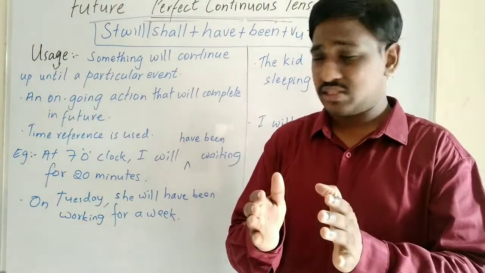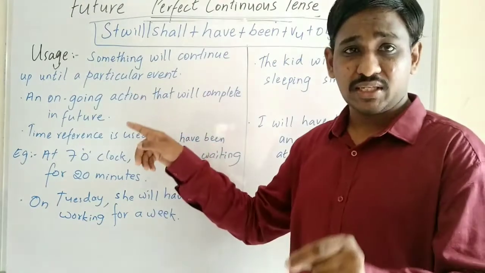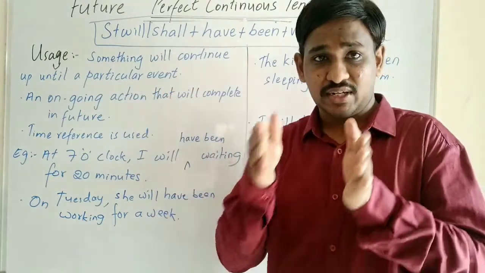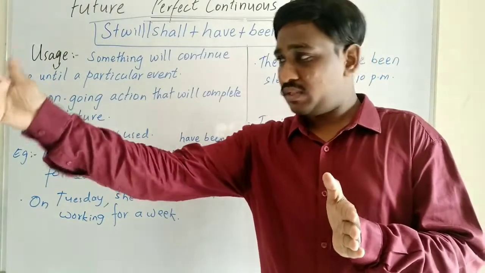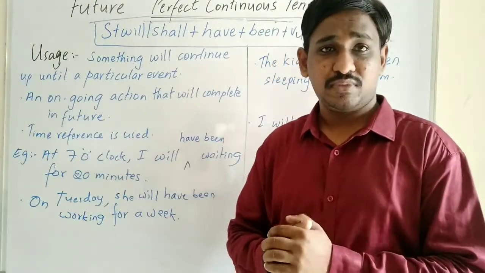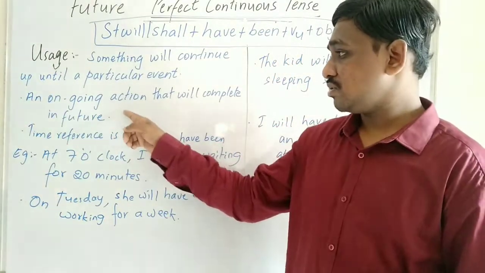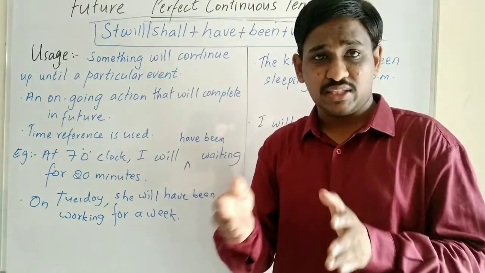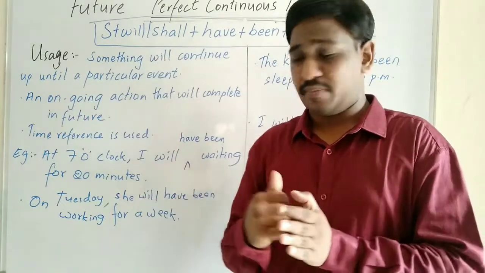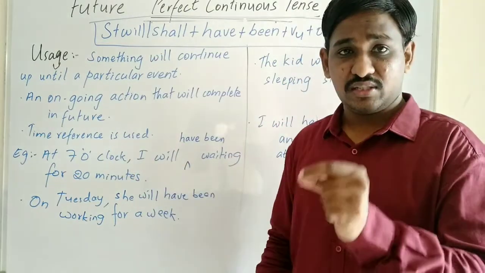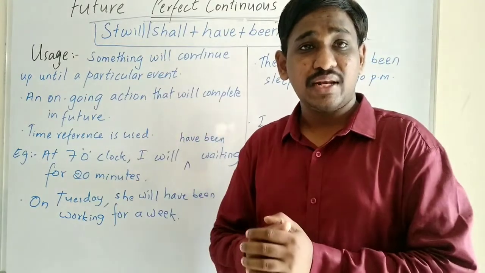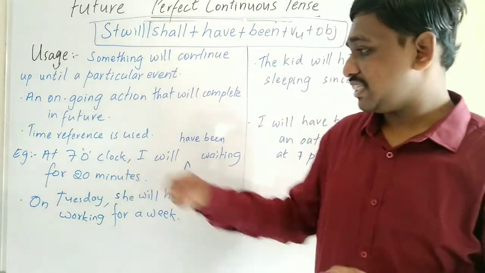So when do we use it? We use it when an action will continue up until a particular event. It started and it will continue till a particular time. Then we use it. And one more usage: an ongoing action that will complete in future, that has not completed but will complete in future. So time reference is used, like tomorrow or by this time. So let us see the examples.